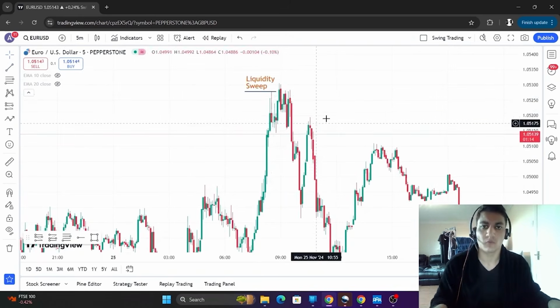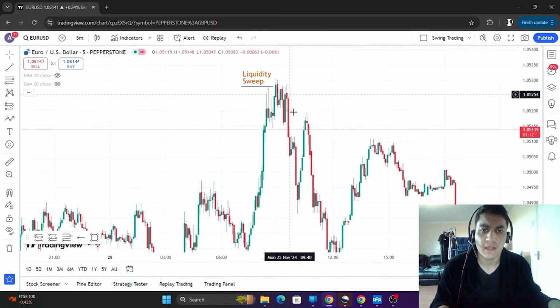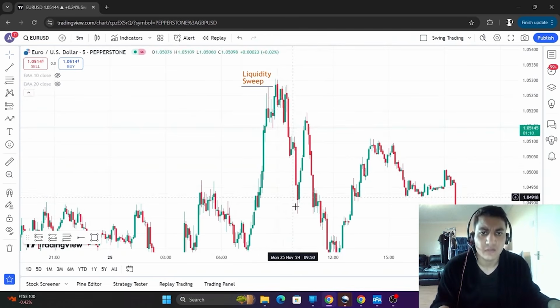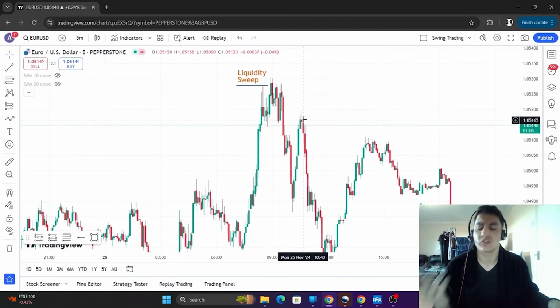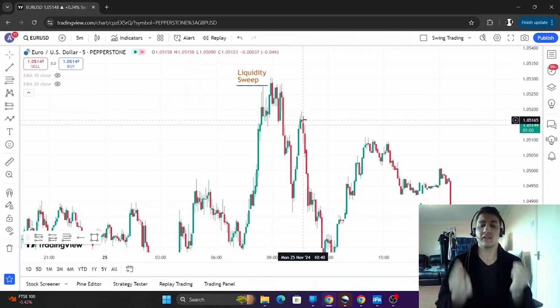So let's mark this out. Right, so we've had our liquidity sweep like this, right? Aggressive move down, sharp aggressive move down. We've got our big fair value gap here. You've got an order block. The entry does not matter. And let me tell you something. The entry pattern is the least important thing, right?